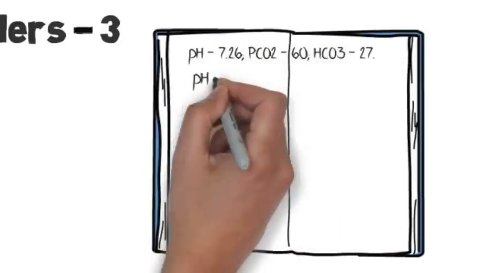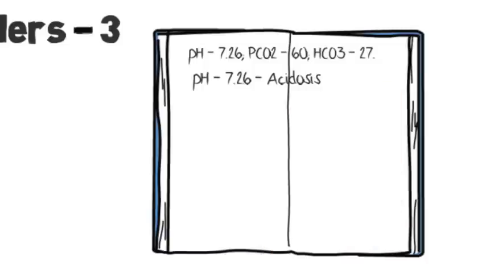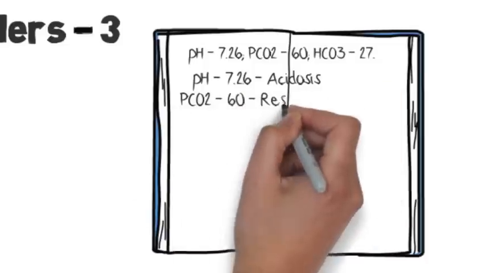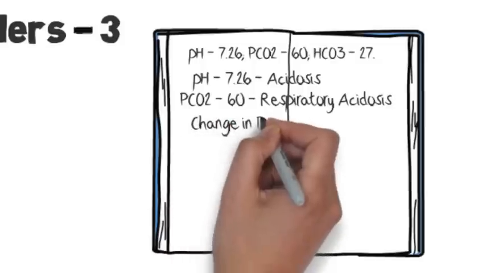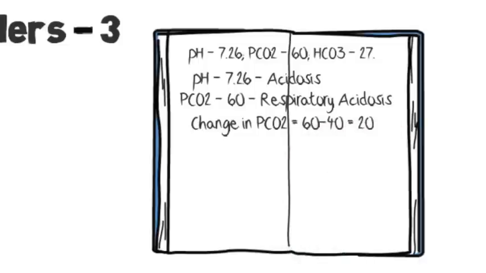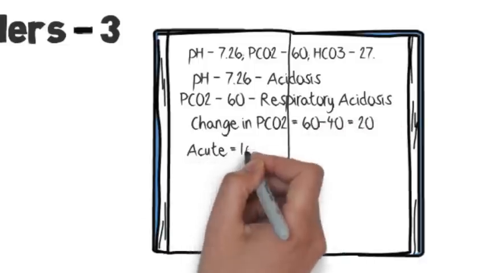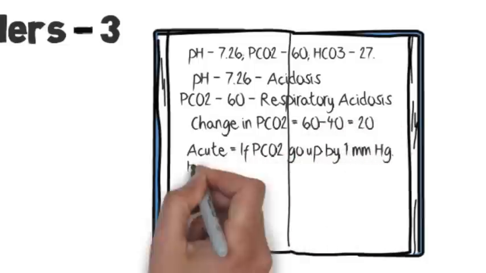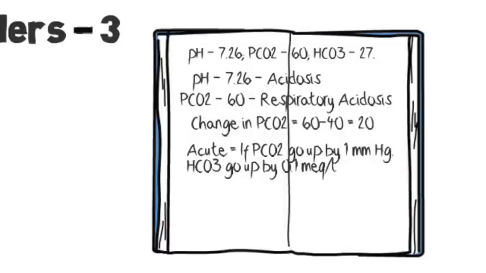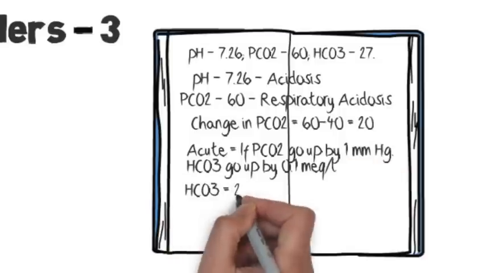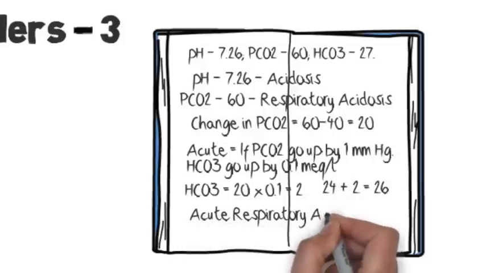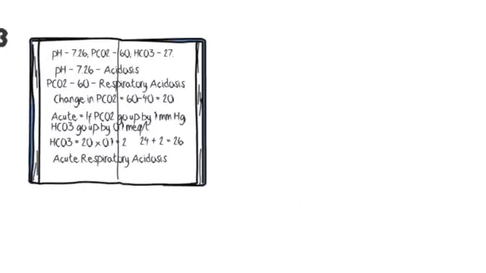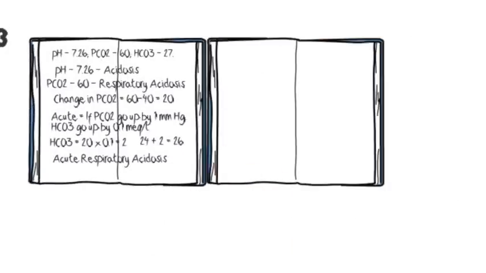pH is low, so acidosis. PCO2 high, so respiratory acidosis. Is there appropriate renal compensation? We will check. So PCO2 went up by 20. This is what happens acutely. So the bicarb should be 26. Actual bicarb of 27 is near to this, so it is acute respiratory acidosis.